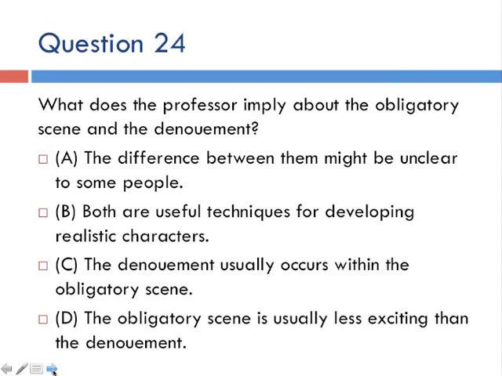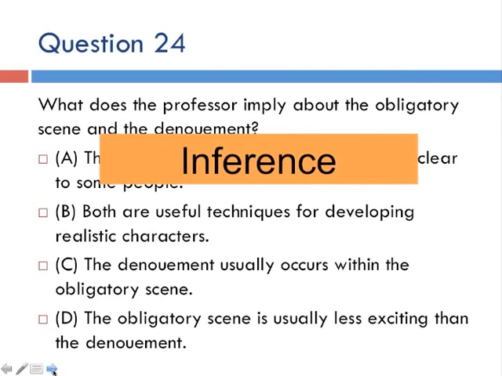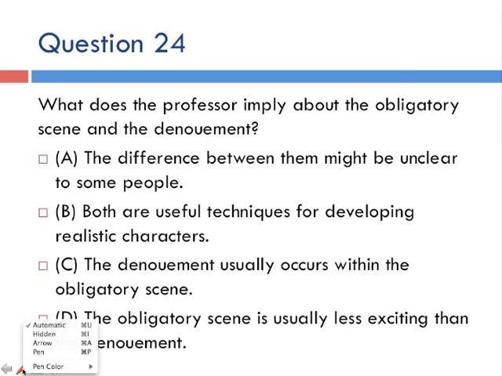Moving on to question 24. What does the professor imply about the obligatory scene and the denouement? Well, first off, the word imply, as we mentioned in the previous video, is referring to our ability to infer information. In other words, it's not going to be information that's directly stated, but it's probably going to be information that we can kind of guess using other words.